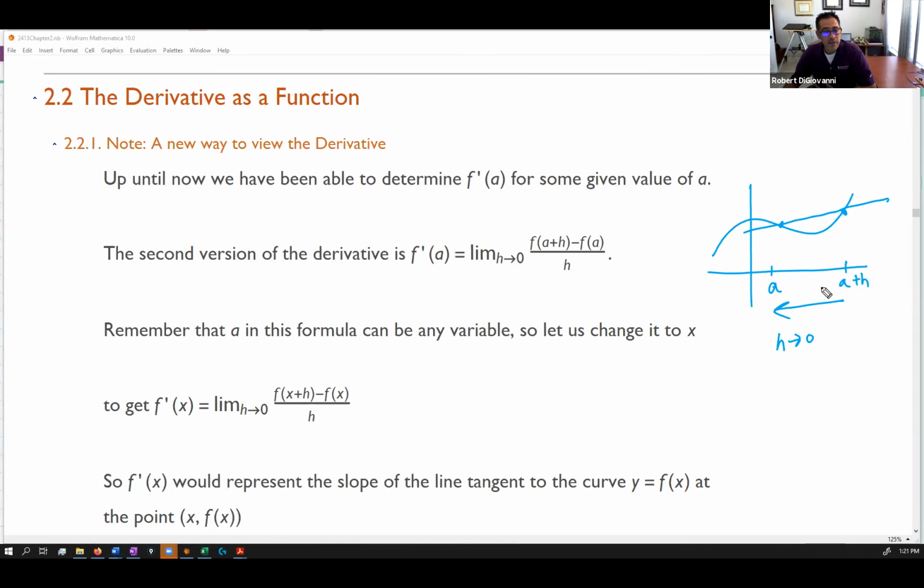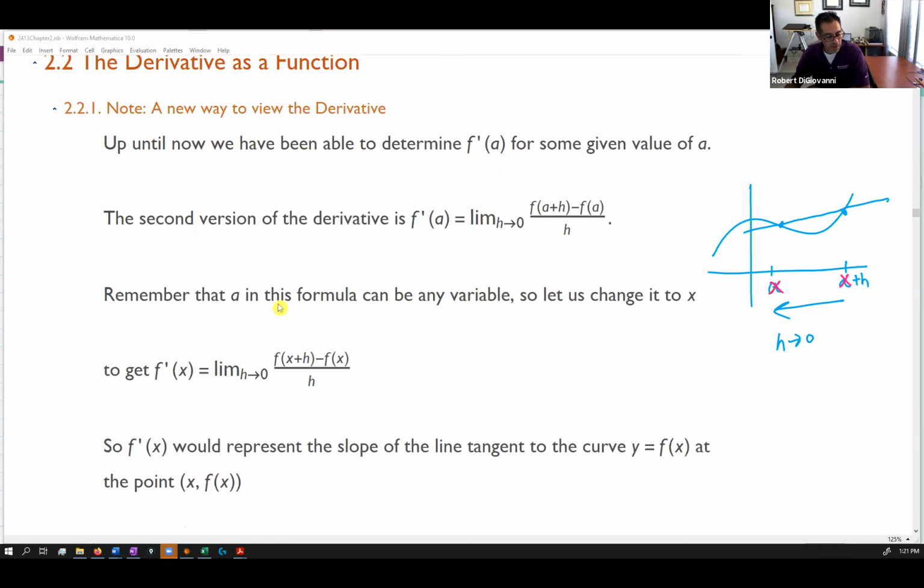Could I have used B? Could I have used C? Could I have used any number, any letter I want, right? I could have used A, B, C. So why not just use X? Why not, instead of doing this, call this X? That's X plus H.